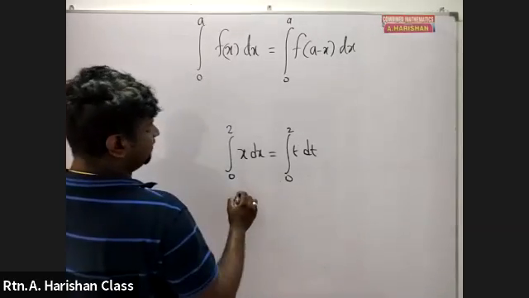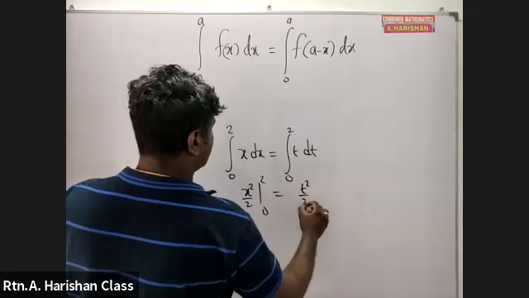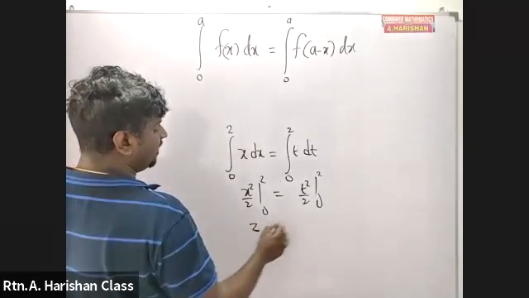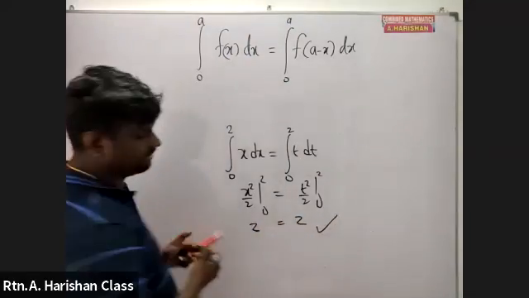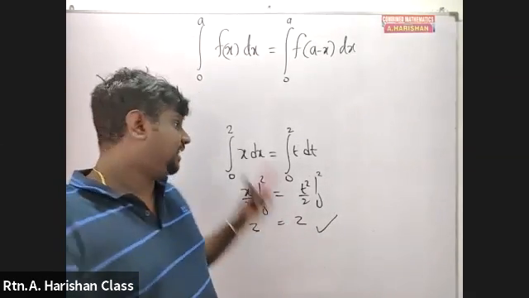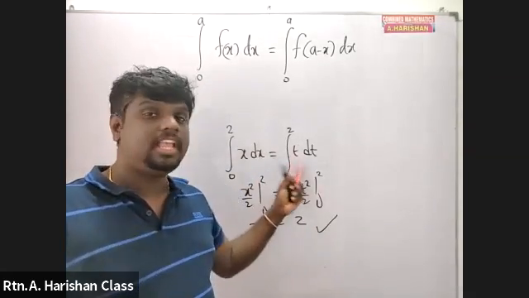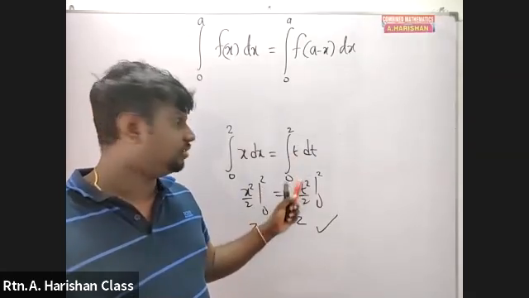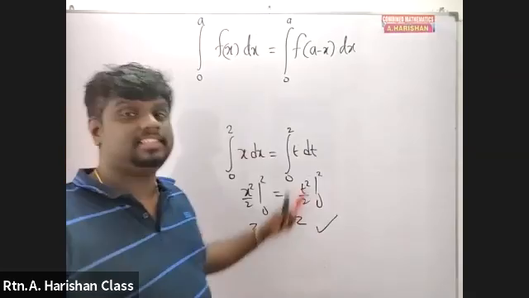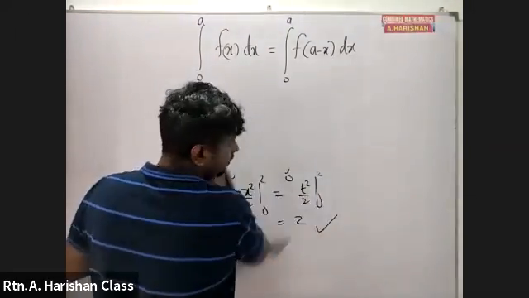In that case, x squared by 2 from 0 to 2, and t squared by 2 from 0 to 2. If you put that, 4 by 2 is 2 is the answer. Here also 2 is the answer. Both are correct. So you need to know the concept. If you just integrate x dx, that will not be equal to just integrating t dt. But if the same limit is there, then both are equal. So you know the concept.